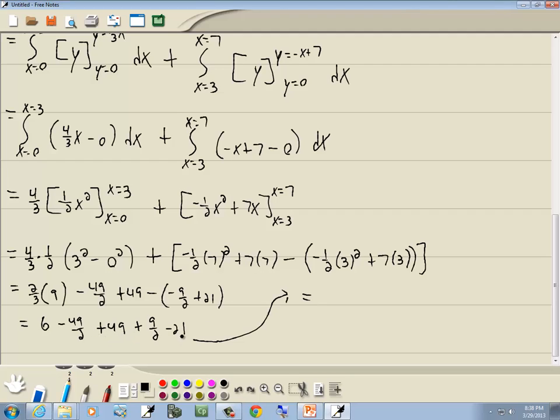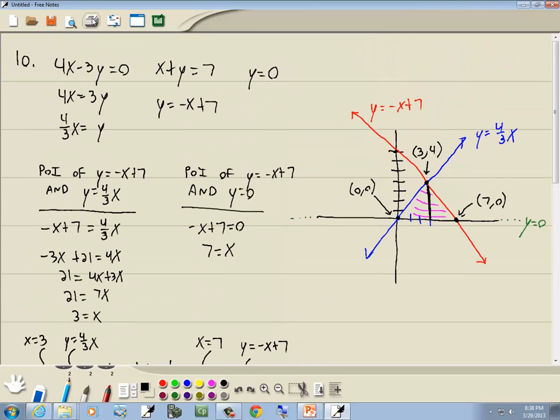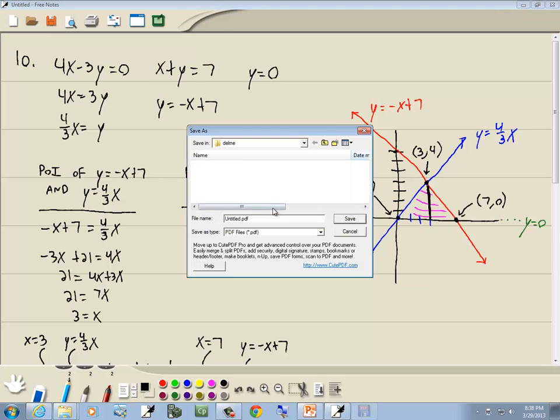49 minus 21, I'll probably make a basic math error here. 28 plus 6 is 34. Negative 49 halves plus 9 halves gives me negative 40 halves, which is negative 20, so 34 minus 20 gives us 14. And that would give us the area of what's bounded here. So let me save that, and then we'll look at the next problem.